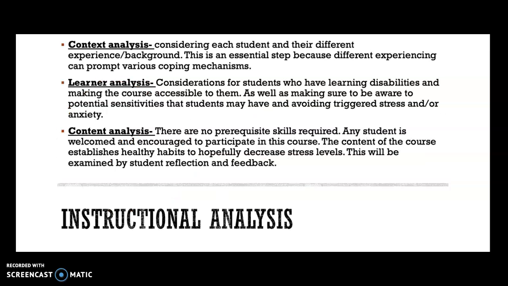So we're going to go to the instructional analysis. We have broken this into 3 different components. We have the context, the learner, and then the content. So as far as the context is concerned, we really want to consider that each student is different, and not only for this course, but every course in general. So each learner has various strengths, various weaknesses, various learning styles, and that's extremely essential to focus on. So we want to dial in on that as well.